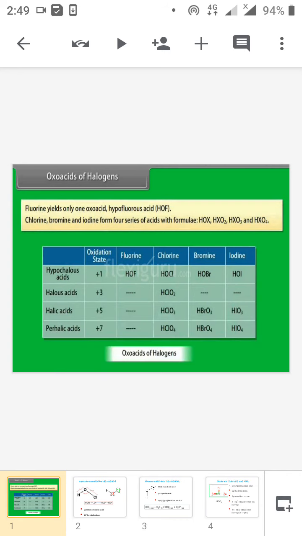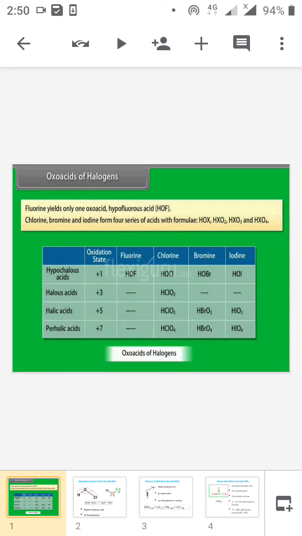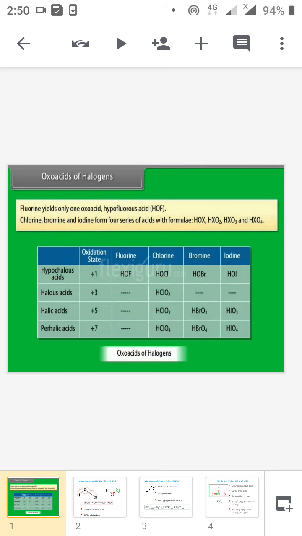oxidation state is +1, and chlorine forms four different types of oxyacids, that is HOCl, HClO2, HClO3 and HClO4, and bromine forms three different types of oxyacids, that is HOBr, HBrO3 and HBrO4, and iodine forms three types of oxyacids, that is HOI, HIO3 and HIO4.